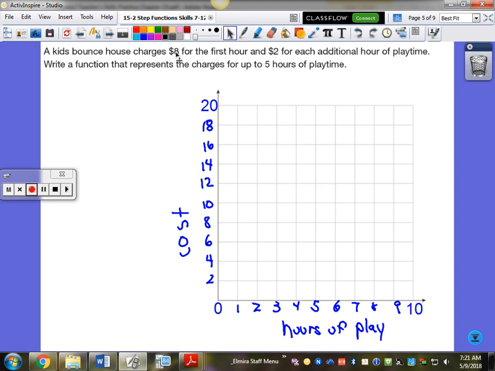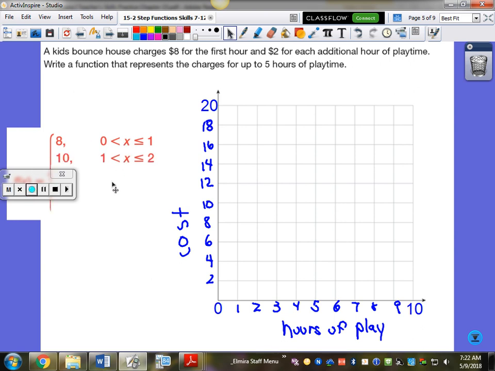So they charge $8 for the first hour. So you're not going to pay $8 if you don't spend any time there at all. So that's why there's no equal bar under the inequality sign for the 0. There is an equal bar for the 1 because you will pay the $8 up to and including the 1. Okay? Let me move this over.